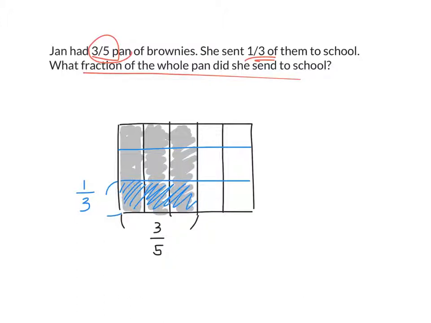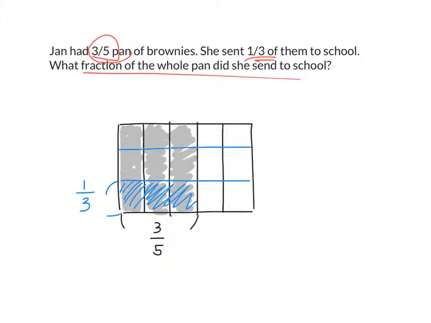Technical issues hopefully averted. We see now that she has 3/5. I shaded in black here 3/5 of the pan, and I labeled it 3/5. Just like yesterday. Now we know she sent 1/3 of it to school, so we have to divide it into thirds, and then double shade in one of the thirds. Don't forget to label it 1/3.